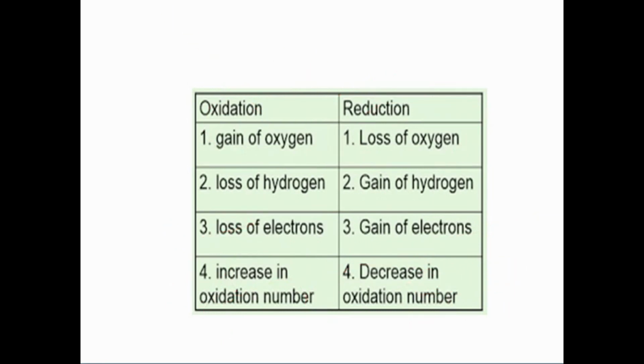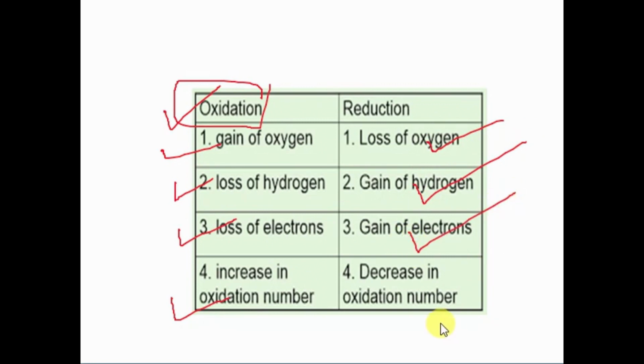So this is very important. I'll request you to memorize this at this point of time itself. So what is oxidation? In oxidation we have gain of oxygen, we have loss of hydrogen, we have loss of electron, and we have increase in oxidation number. And in case of reduction we have loss of oxygen, we have gain of hydrogen, we have gain of electron, and decrease in oxidation number.